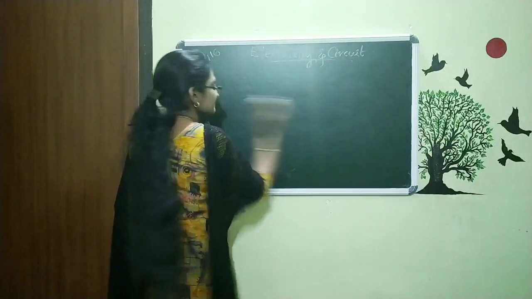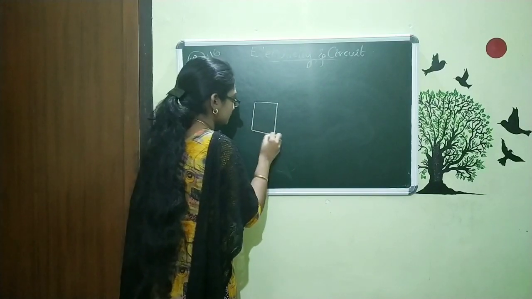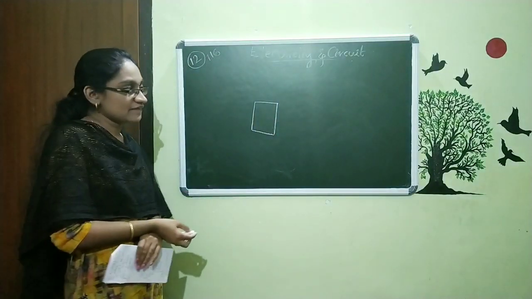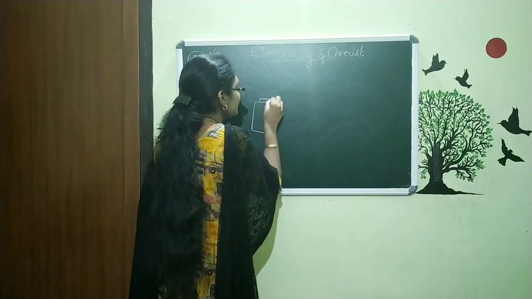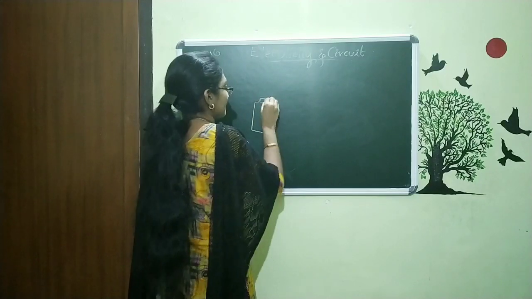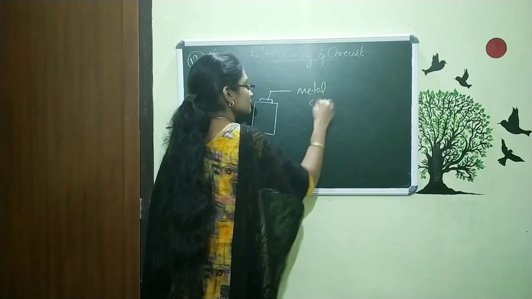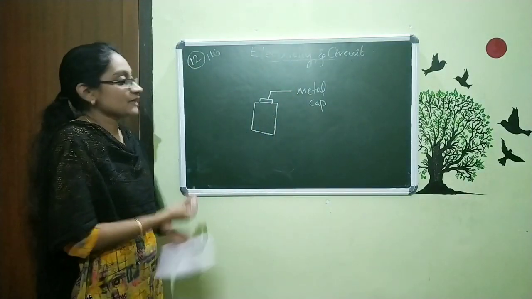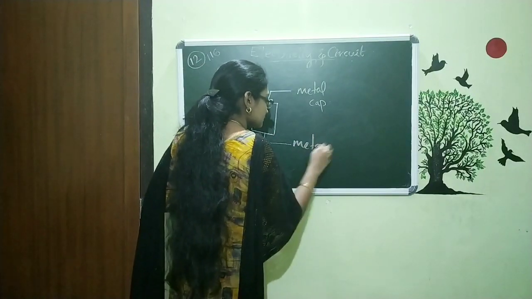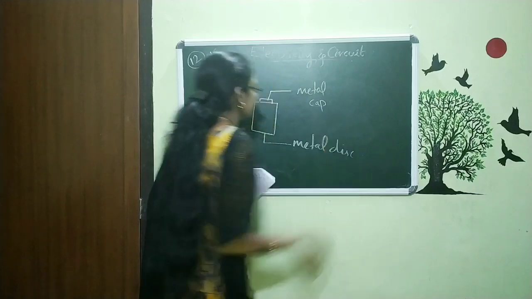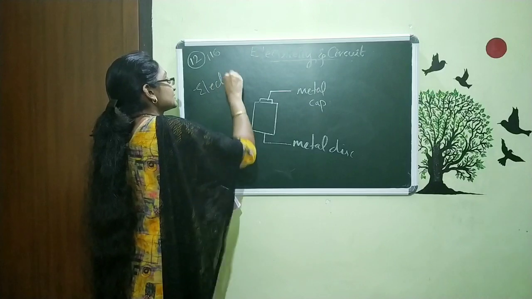So first we want to study the structure of a cell. For the cell, have you ever observed that? You can see at one side they have a cap. This region is the metal cap. And at the bottom you can see the metal disc. So we can say for the electric cell, our topic is this electric cell.